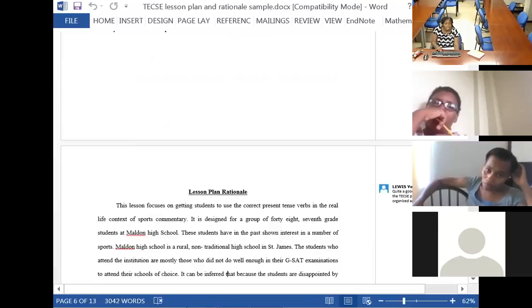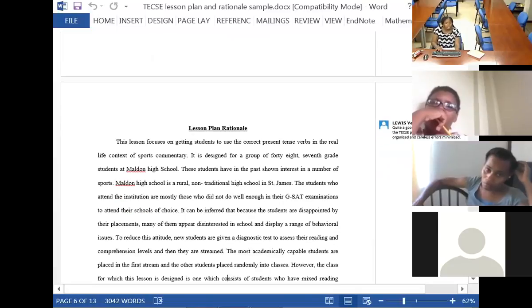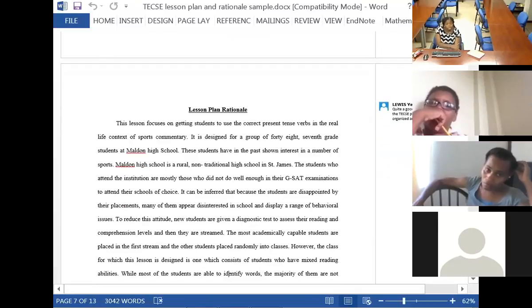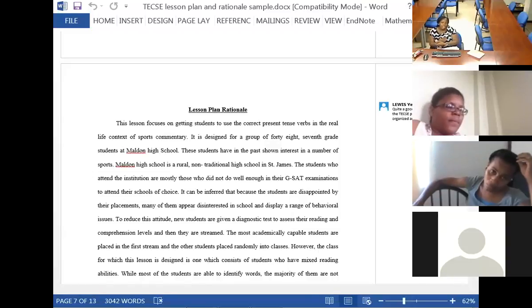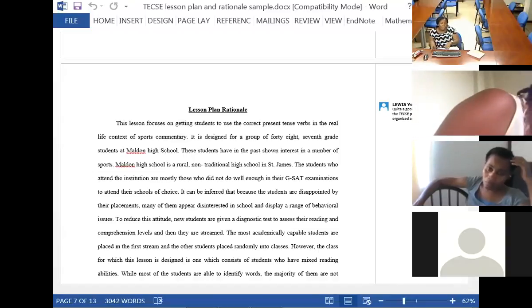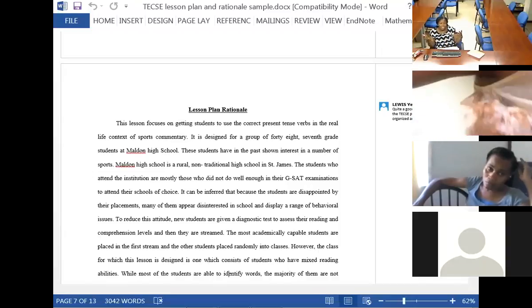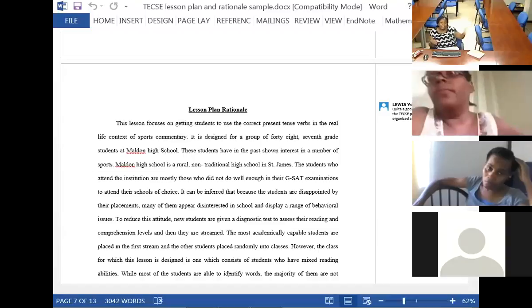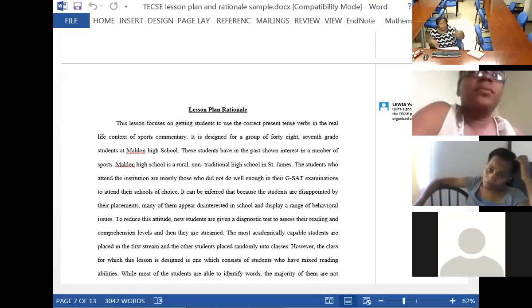All right, let's look at the rationale. That's really what I want us to do. So this lesson focuses on getting students to use the correct present tense verbs in the real life context of sports commentary. Now, when you check most of the textbooks, when they teach a present tense verb, they make a lot of connection to sports because it is one of the most real life applications of the simple present tense. When you think about a football match and it's describing it, they'll say, and Messi passes the ball to so and so, he picks it up, he scores.